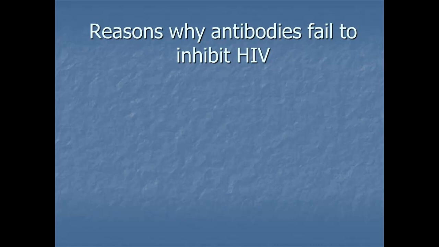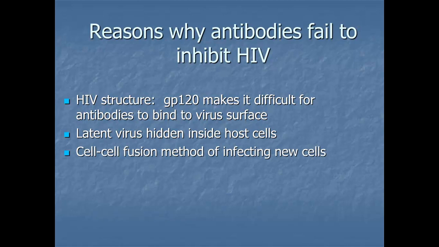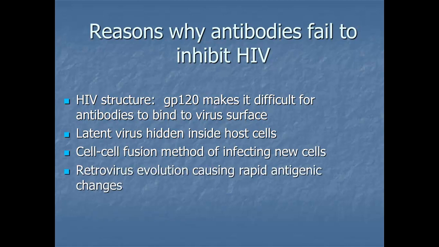So why do antibodies fail to inhibit HIV? Well, one, the HIV structure. GP120 makes it difficult for antibodies to bind to the virus surface. The latent virus is hidden inside the host cells. Cell-to-cell fusion is a method of infecting new cells. The retrovirus evolution is always causing a rapid antigenic change. So there's a lack of proofreading capability by the virus, and there's a very high mutation rate. So we don't always have the same exact strain all of the time.